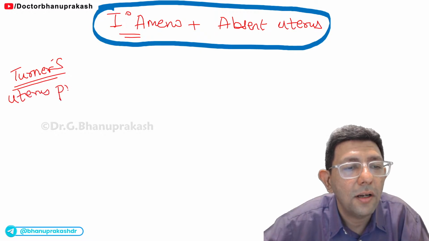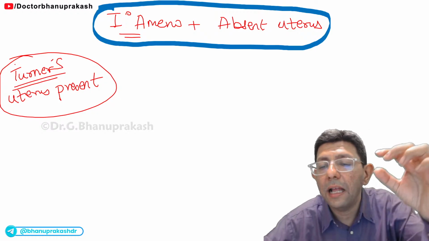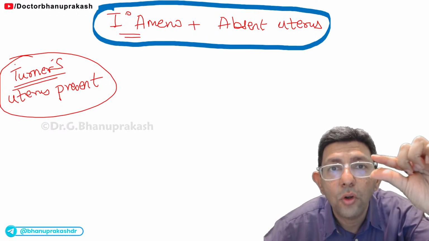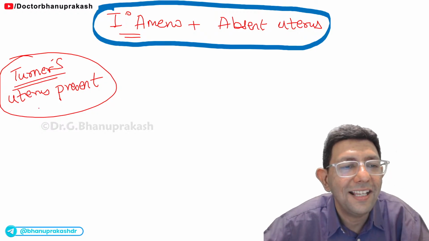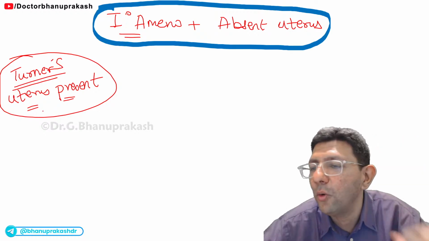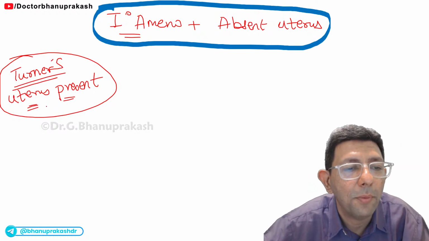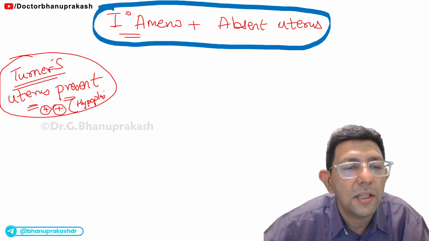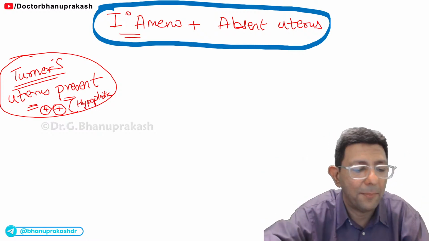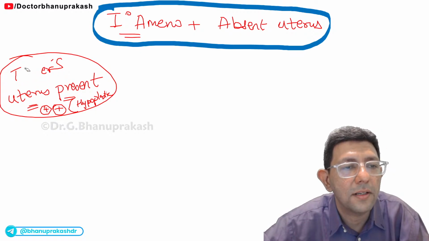Very important point. In Turner syndrome the uterus is present, but it is a small uterus, a tiny uterus. It is a hypoplastic uterus, but the uterus is present. It is underdeveloped, hypoplastic, but it is not an absent uterus. Clap if you have learned something new.